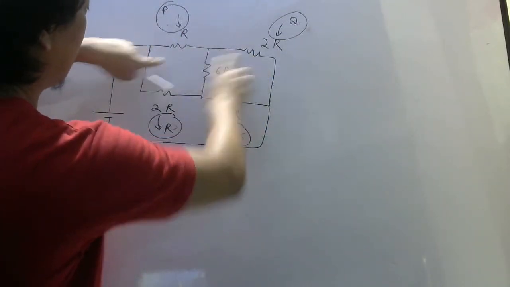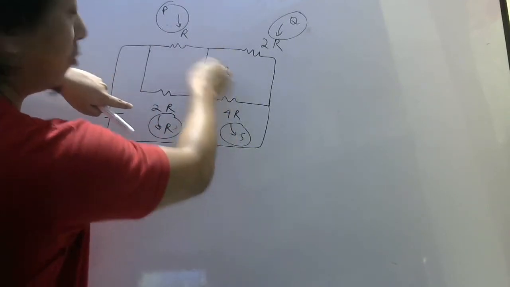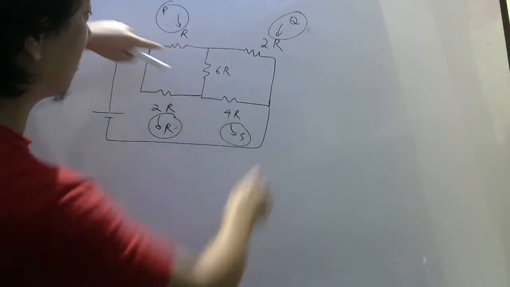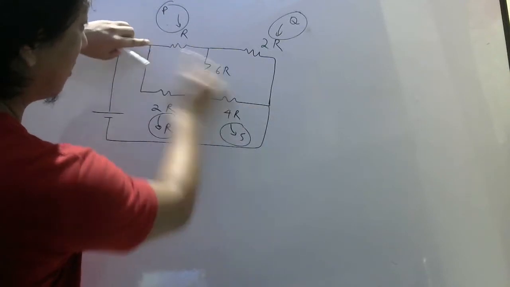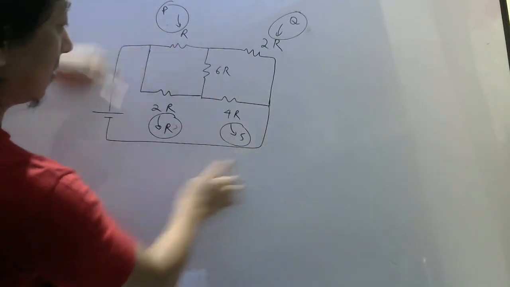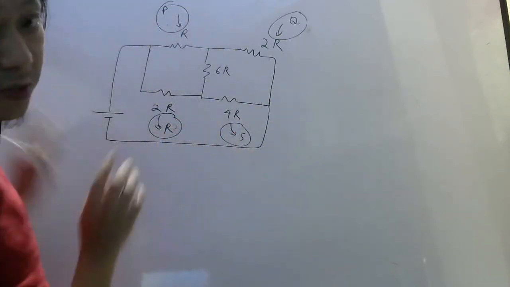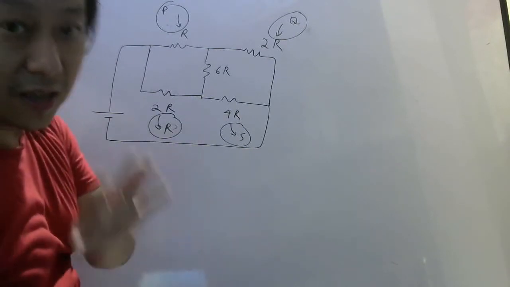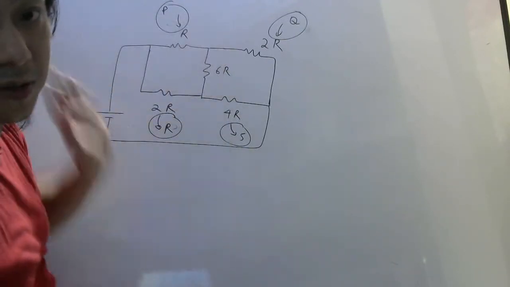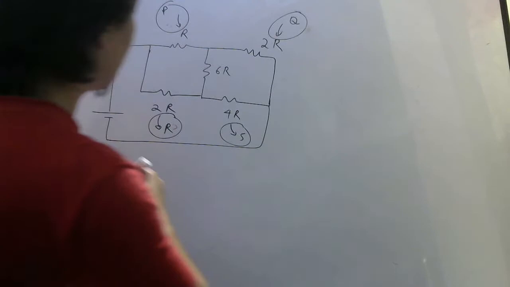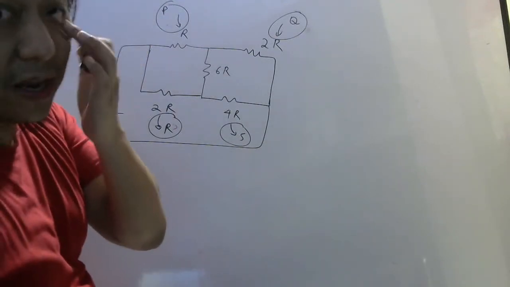One here, one here, one here, one here. In the middle there is a galvanometer whose resistance is 6R. And across the opposite terminal there is a battery. Not here, okay, here. Opposite terminal. So I hope everybody has realized that this is like a Wheatstone bridge. Okay. So now we have to check whether it is balanced or not.